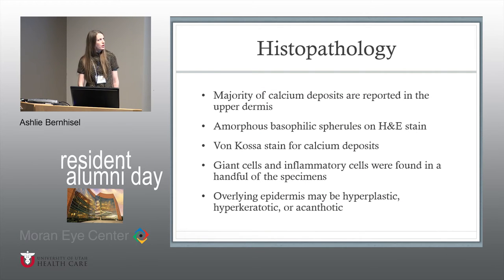So looking through these, we found that almost all of the cases show calcium deposits in the upper layer of the dermis, and the calcium deposits were these amorphous basophilic spherules that were seen on H&E stain and could be confirmed with von Kossa. Occasionally there were giant cells and inflammatory cells in the specimens, but that was not very common. And the overlying epidermis could be hyperplastic, hyperkeratotic, or acanthotic.